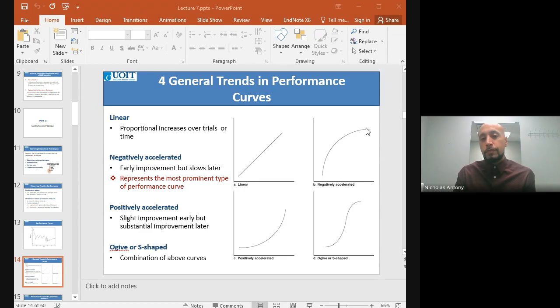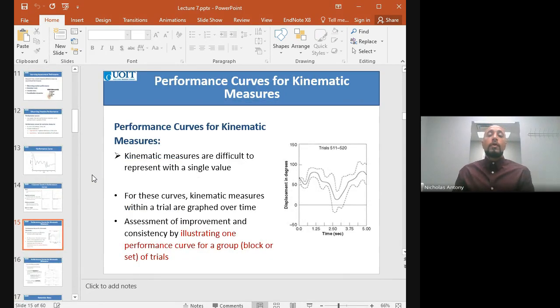It's actually this one, yeah. So you get it is B, this one. So you get early huge increases in improvement, and then it sort of levels out over time. Like this. Negatively accelerated. So that's using outcome measures.